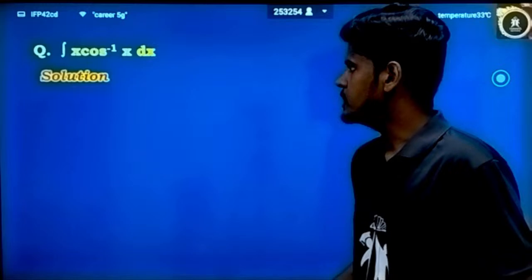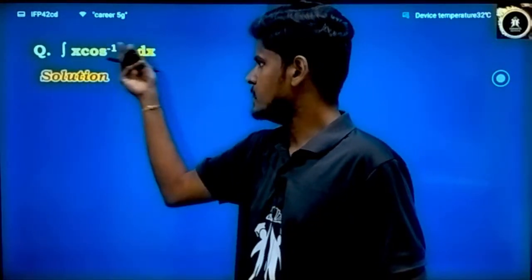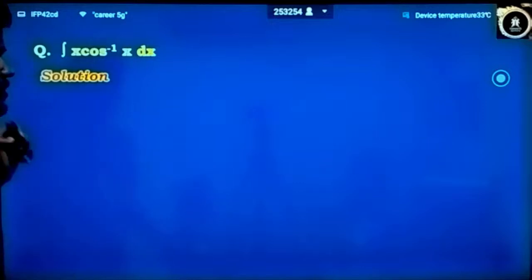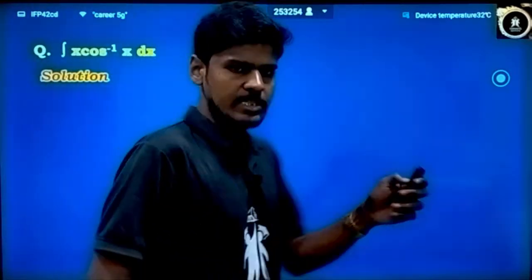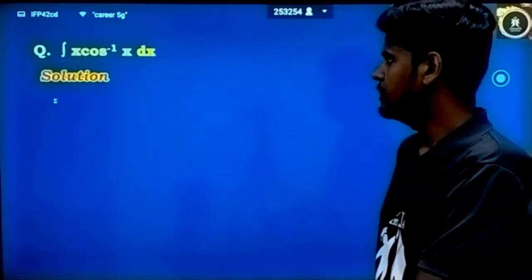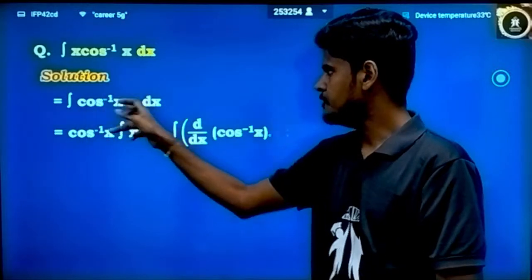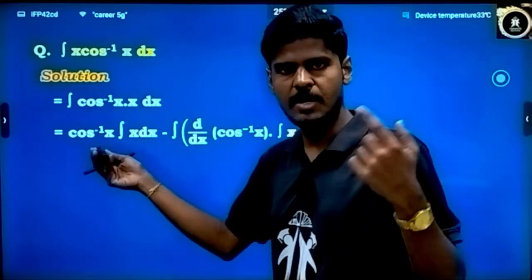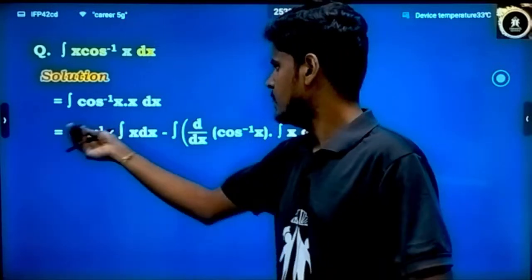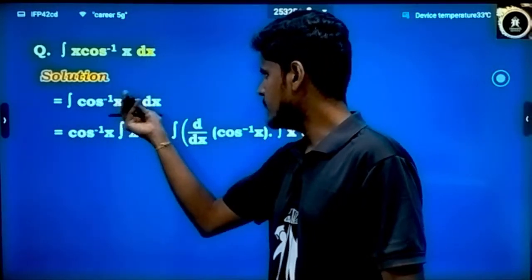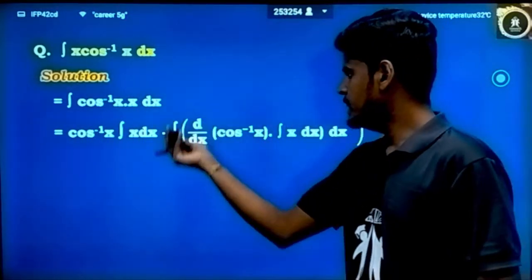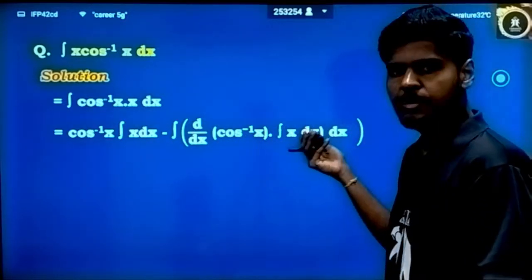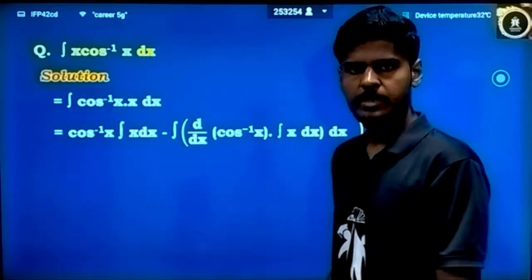Okay, the next question is integration of x into cos inverse x dx. Now this question is again similar to the previous question. We can discuss the solution directly now. Integration of x into cos inverse x. What is the first function? Cos inverse, obviously inverse trigonometry is first, into integration of second, that is x dx, minus integration of differentiation of cos inverse x into integration of x dx.